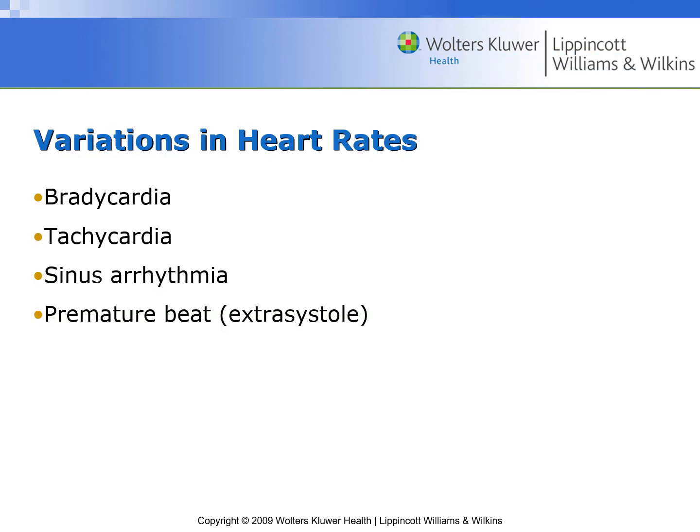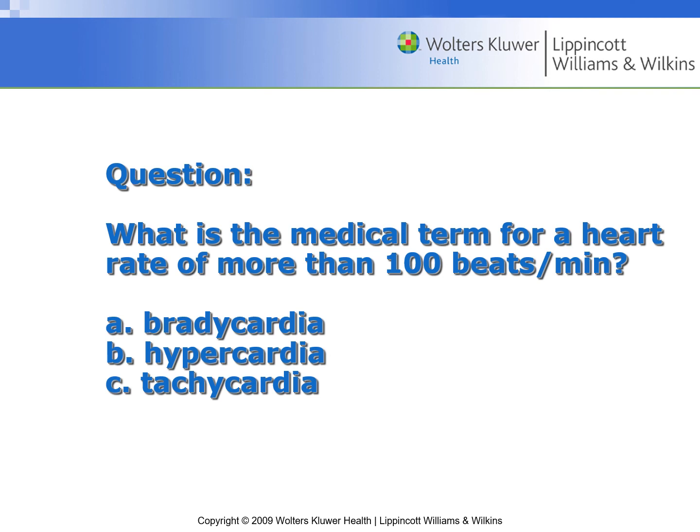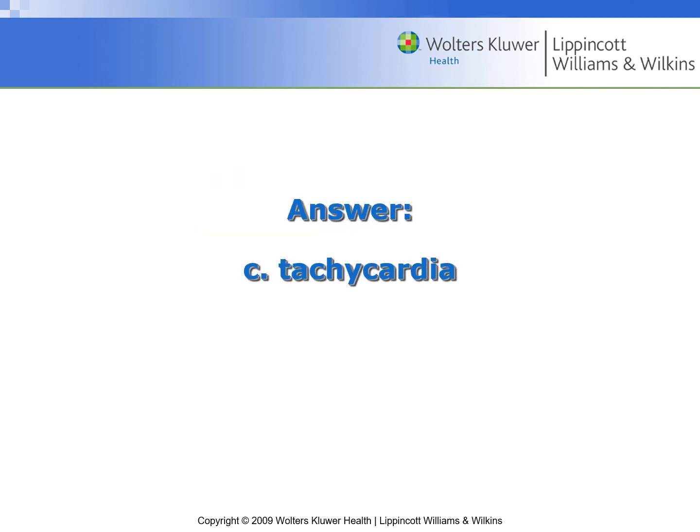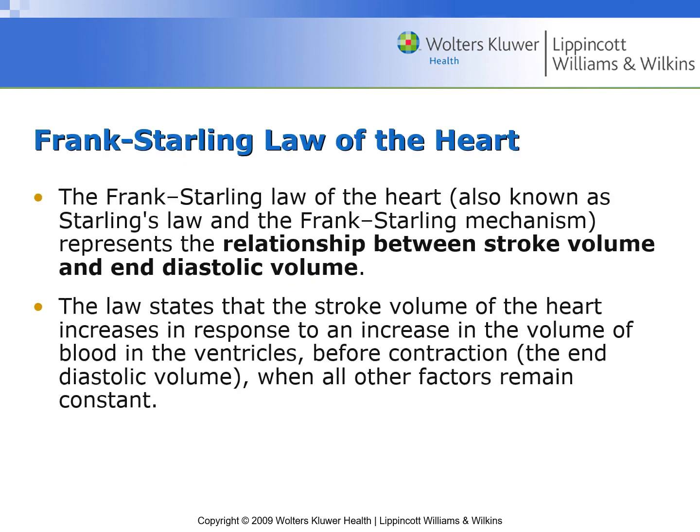All right. So let's now speak to the variations in heart rate. There are some we'd like to speak to, and two we'd like to focus on: the bradycardia and the tachycardia. Tachycardia refers to the speeding up of the heart rate, whereas bradycardia refers to the slowing down of the heart rate. What is the medical term for a heart rate of more than 100 beats per minute? Well, that sounds a little fast, and that is why it is known as tachycardia.